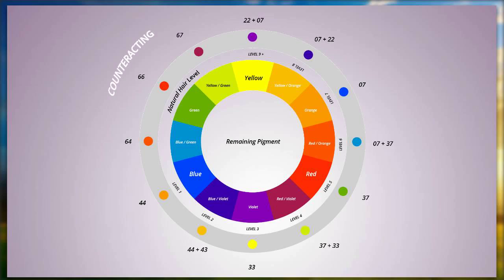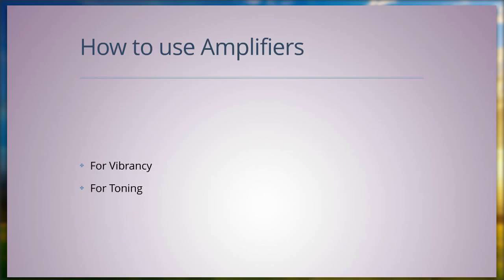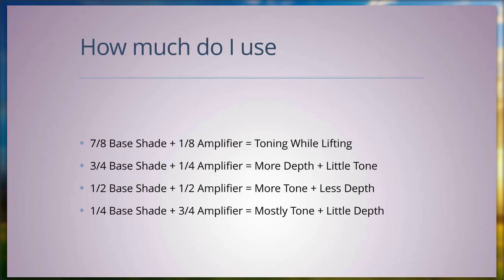Okay. Adding an amplifier takes away that second step. So when you originally make your formula, you just add a little bit, meaning 1/8 of an ounce to your formula of green, and it will make it so that when that color processes, it's neutral. So you won't have to tone it anymore. Does that make sense?